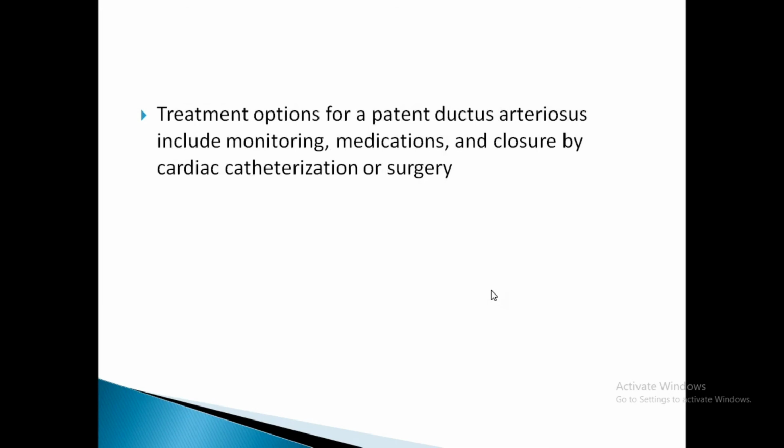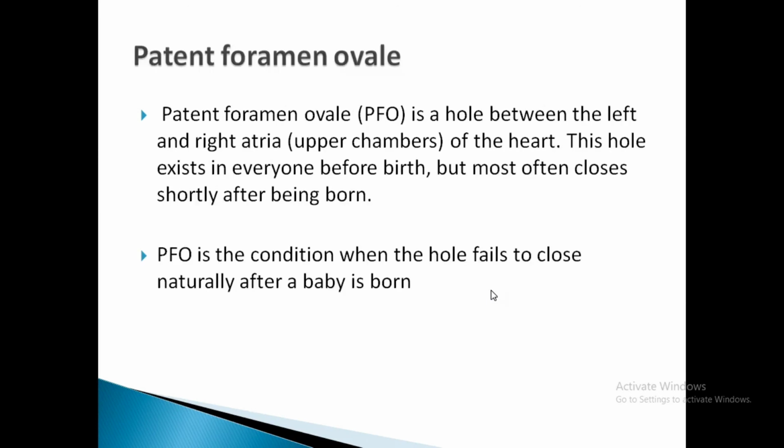The second pathology is if the foramen ovale remains open. The condition is called patent foramen ovale. Patent foramen ovale, PFO, is a hole between the left and the right atria, the upper chambers of the heart. This hole exists in everyone before birth, but most often closes shortly after being born. It is the condition when the hole fails to close naturally after a baby is born.